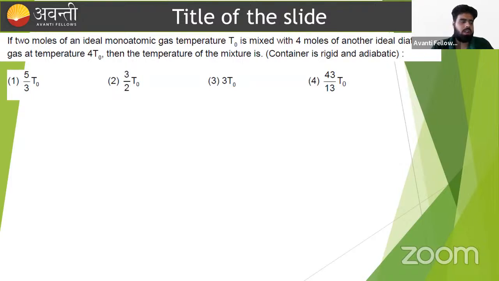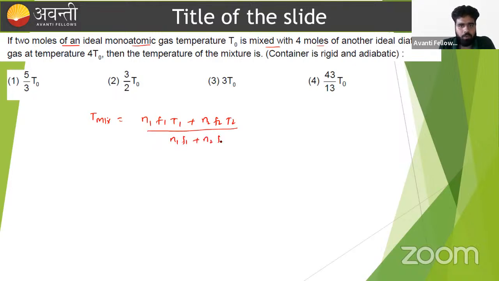This is the question that is again the application part that I have discussed in the thermodynamics section. When two gases are mixed, having different degrees of freedom, different numbers of moles and different temperatures, what is the temperature of mixing? I hope this is clear to everyone. The mixing temperature is always written as N1 F1 T1 plus N2 F2 T2, divided by N1 F1 plus N2 F2. I hope this is clear.